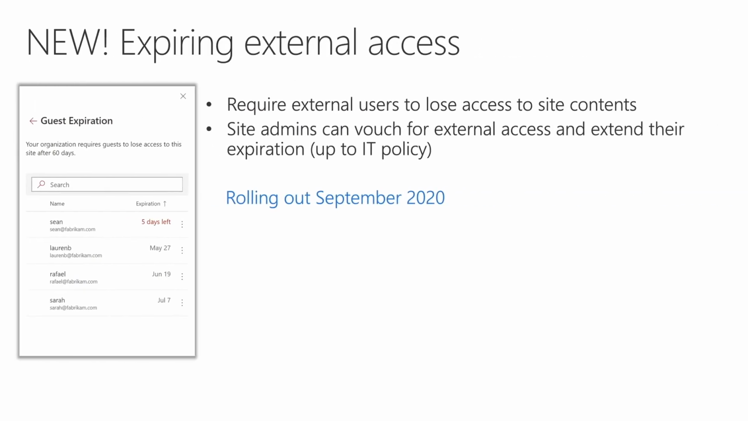Another new expiration feature we've been working on is the ability to expire external access. You can require external users to lose access to site content on a site-by-site basis. And site admins then have the ability to vouch for external users and extend that expiration up to whatever the IT policy is. So let me give you a quick walkthrough of how this works.